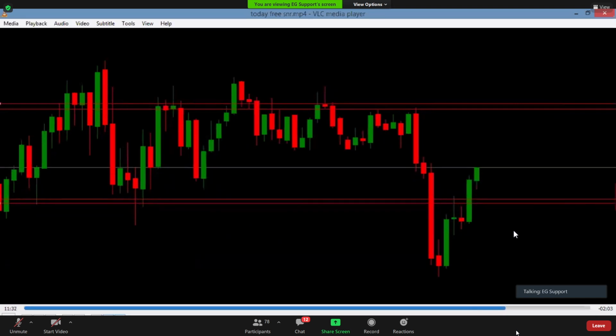Still we are seeing a break of the level. So we are seeing a breakout.